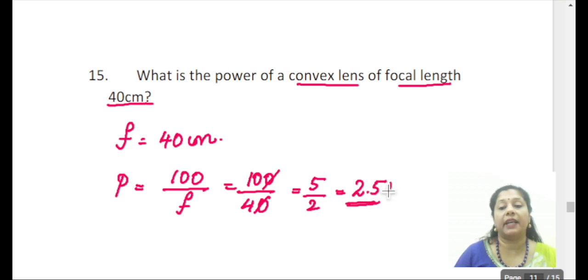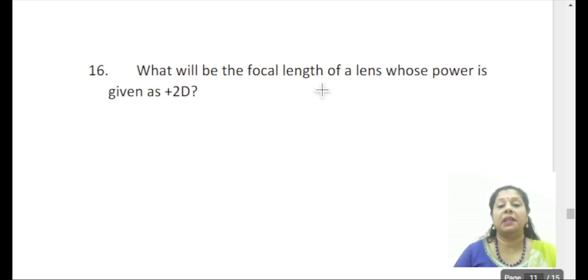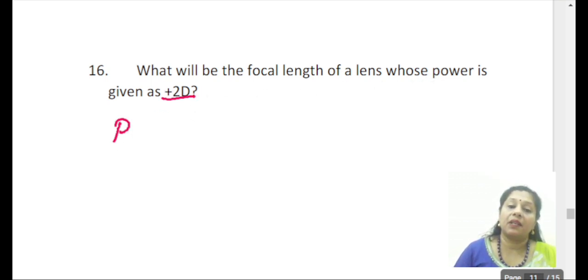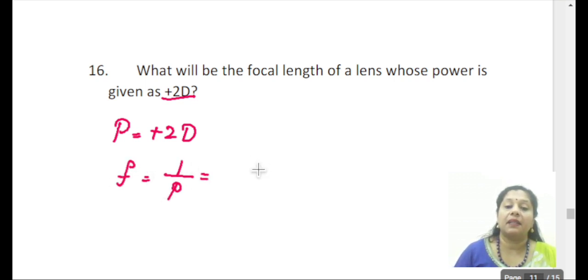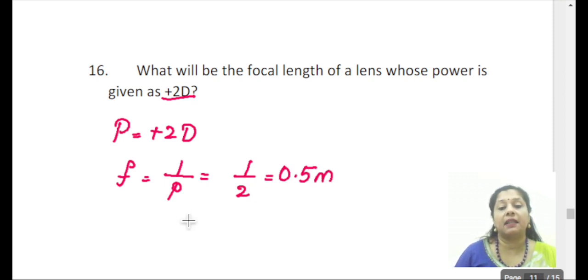2.5 diopter. What will be the focal length of a lens whose power is given as 2D? So power is equal to plus 2 diopter, so it is a convex lens. Focal length would be the reciprocal of power, 1 by P, that is 1 by 2 is equal to 0.5 meters, that is equal to 50 centimeter.